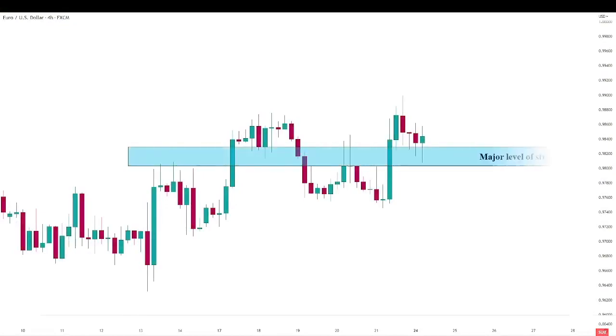So let's have a quick recap of this reversal setup. First, we identified a major level of structure in front of the market on the higher time frame. We expect the market to reject this extreme demand area and possibly give us a buying opportunity.